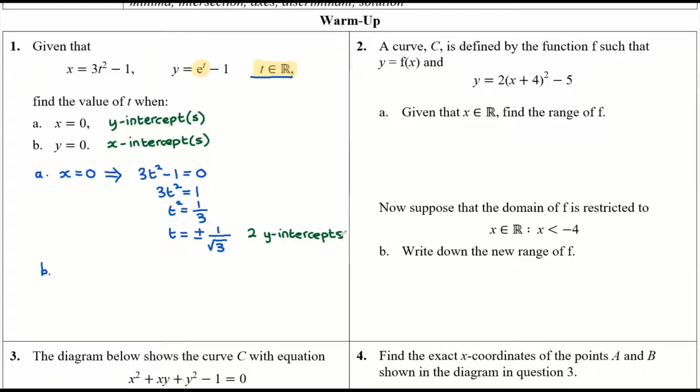So for part B, we're going to set y equal to 0 now. So when y equals 0, we set our y equation equal to 0. So we know that e to the power t subtract 1 will equal 0. So this means that rearranging, making e to the power t the subject, e to the t is equal to 1. Now, we can take natural logs of both sides here.